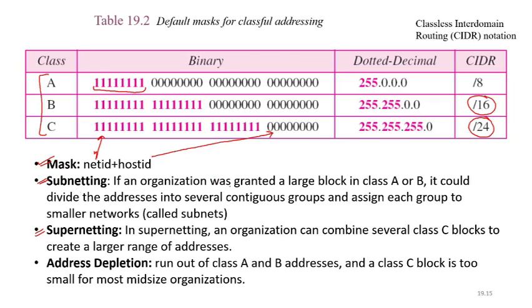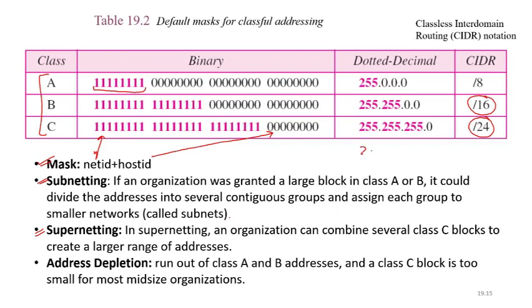Here's subnetting. If an organization was granted a large block of class A or class B, it would divide the addresses into several contiguous groups and assign each group to smaller networks called subnets. So if a particular organization is getting some set of addresses from class A and class B, it will give the addresses in continuous groups. Each continuous group will be assigned to a smaller network.